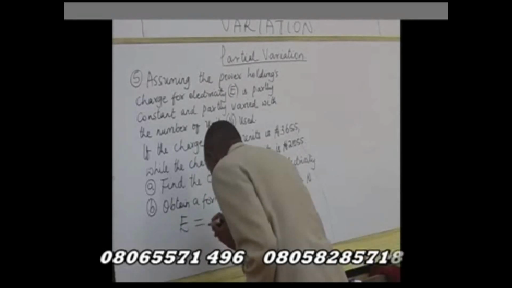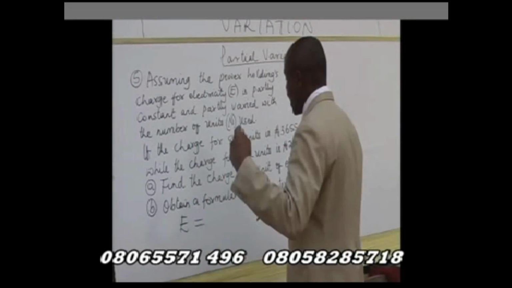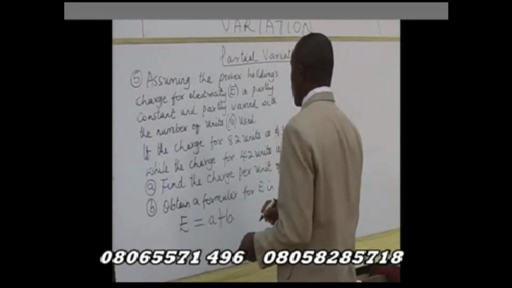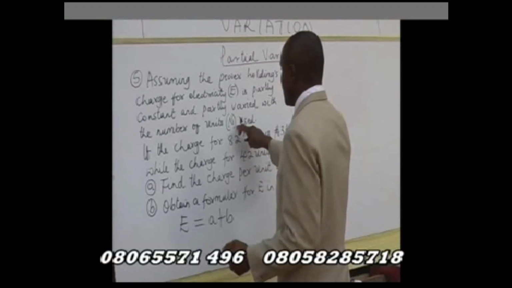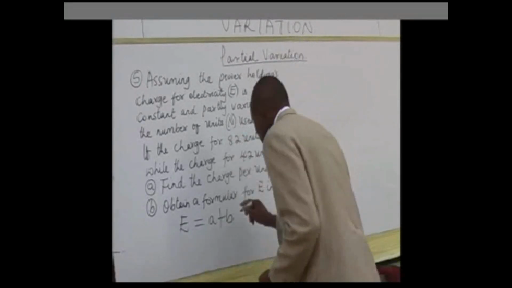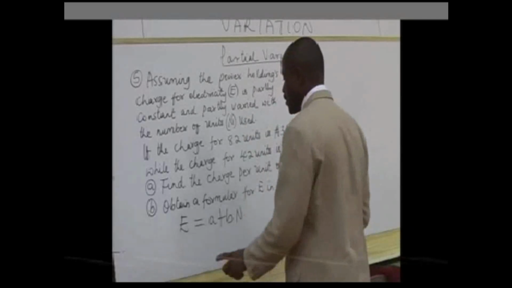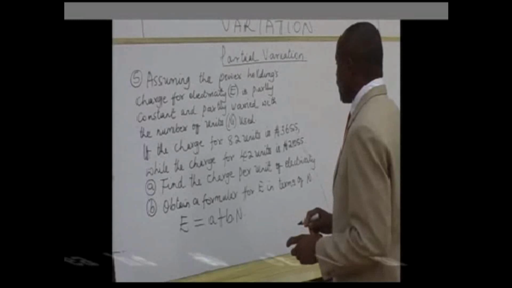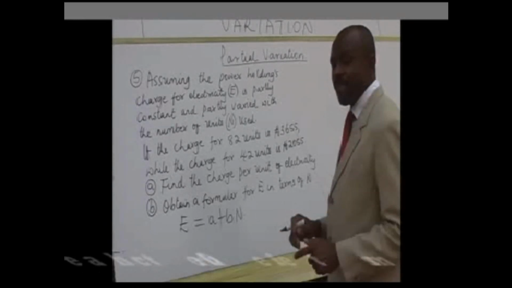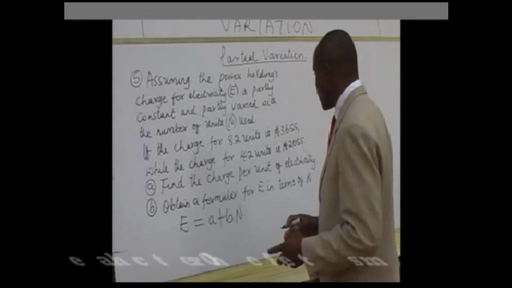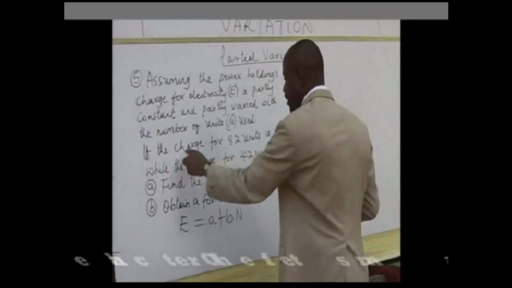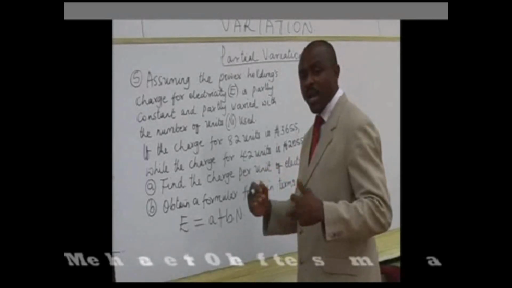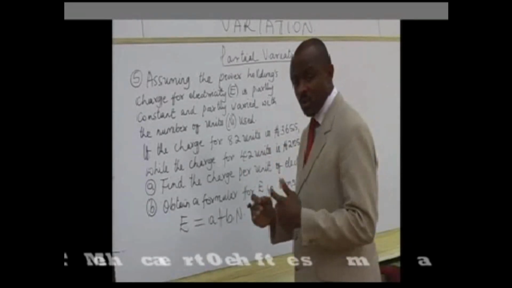E is equal to A plus B times that thing it is partly constant and partly varied with, which is N. So this is our partial variation equation. Now, it is for us to form our simultaneous equations because there are two things. If the charge for this is this and the charge for this is this, that is what will lead us to the simultaneous equation.